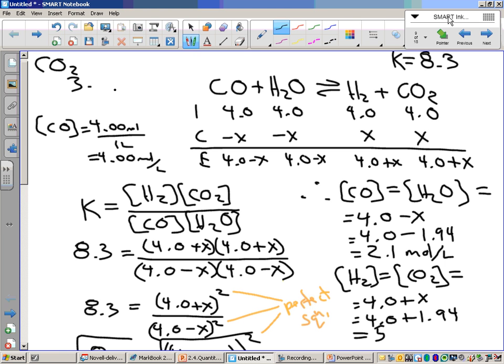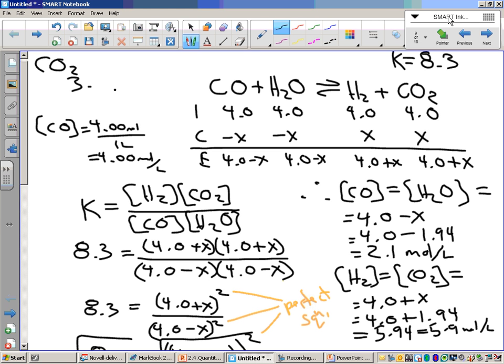5.94. Where are we rounding that to? 5.94. Rounding to 5.9, right? 5.9 moles per liter. And there's our equilibrium. Oh, that's fun. Fun stuff.